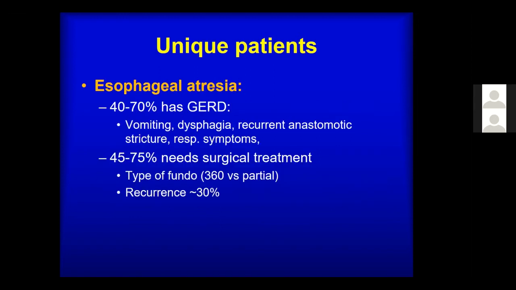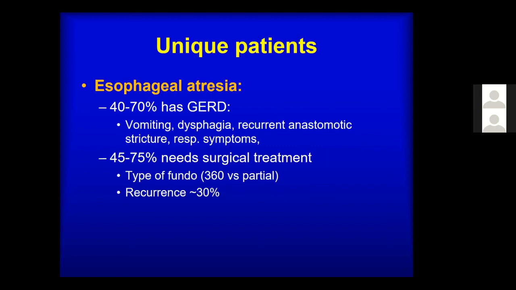The unique patients, again, the esophageal atresia, as I mentioned, 40 to 70% will have the disease. They may have vomiting, dysphagia, recurrent anastomotic stricture, respiratory symptoms. As I said before, the literature is full of data. Some of them, up to 75%, will need surgical treatment.